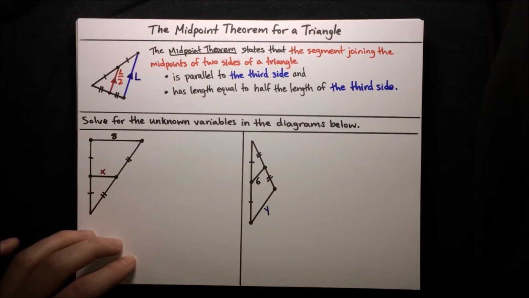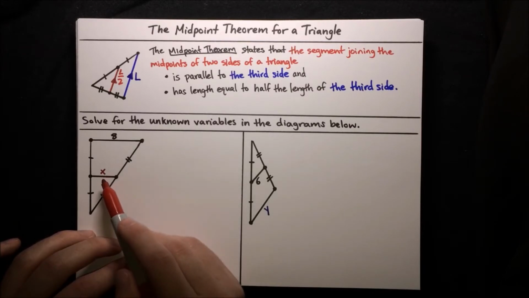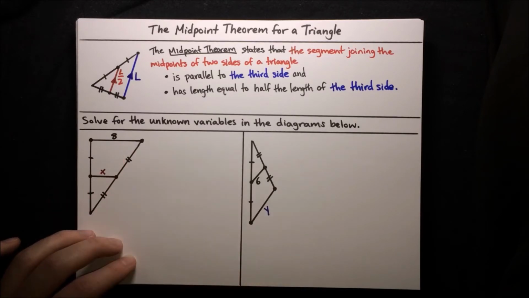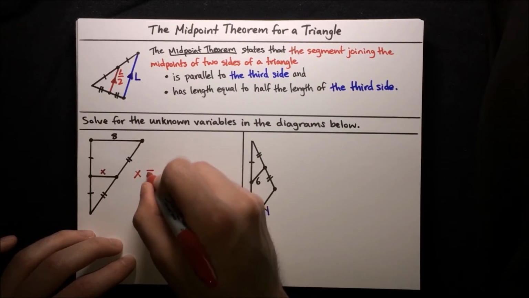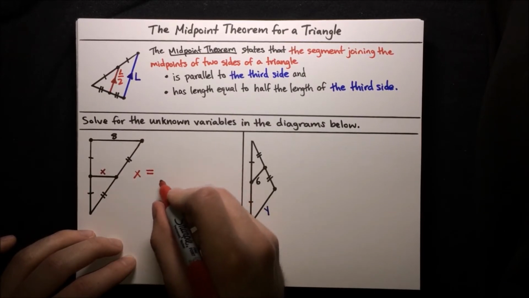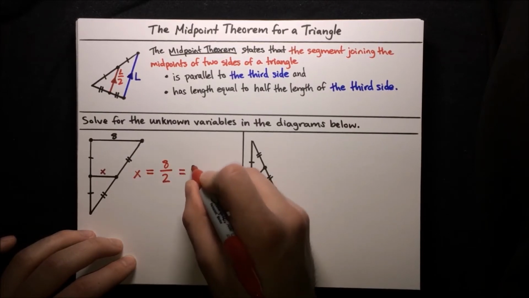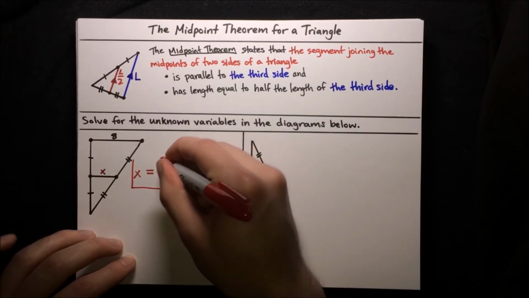Alright, so now that we know the theorem, let's go ahead and solve for the unknown variables in the diagrams below. First of all, in this diagram, we're solving for x. X is the segment joining the midpoints of the two sides of this triangle, and the third side, of course, is 8. Well, according to the midpoint theorem, the segment joining the midpoints of the two sides of the triangle, in this case x, has length equal to half the length of the third side. So x is just half of 8. So 8 divided by 2, which is 4. So there we go. X is equal to 4.